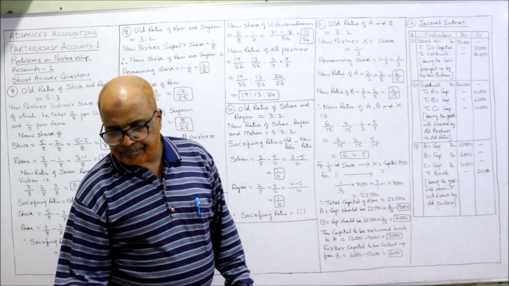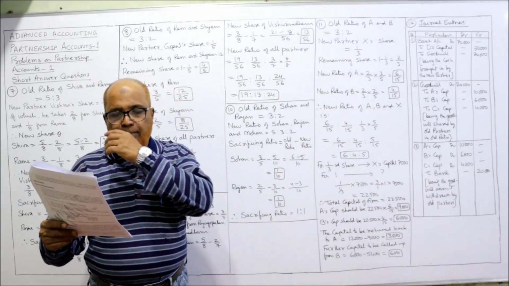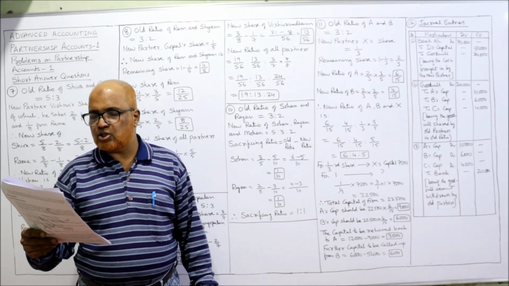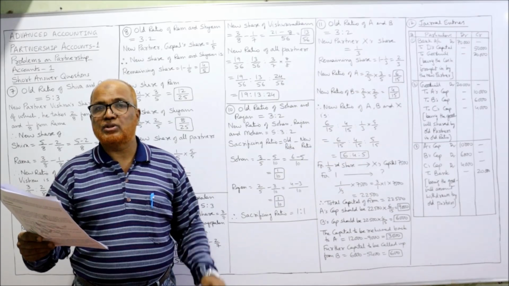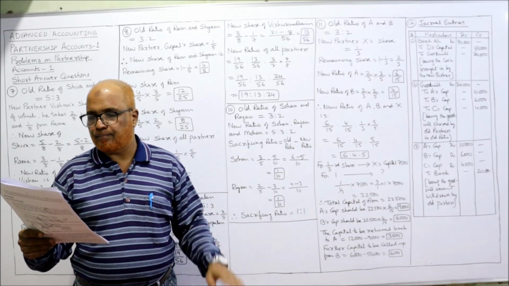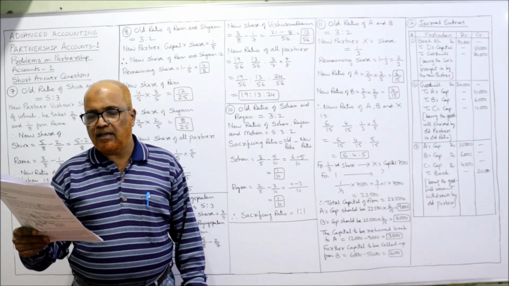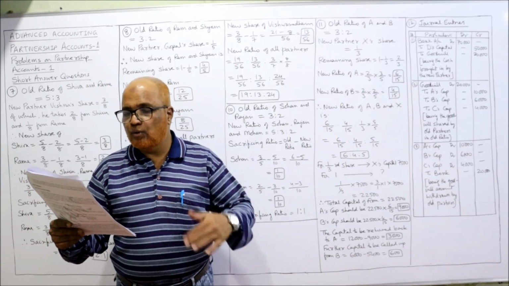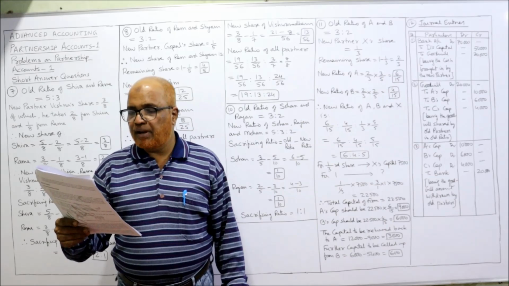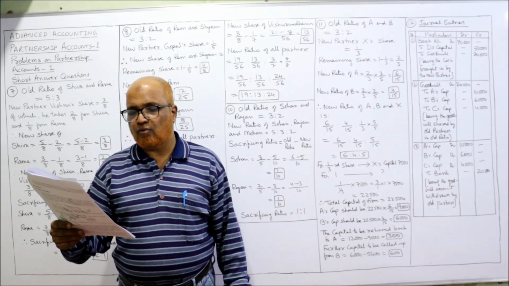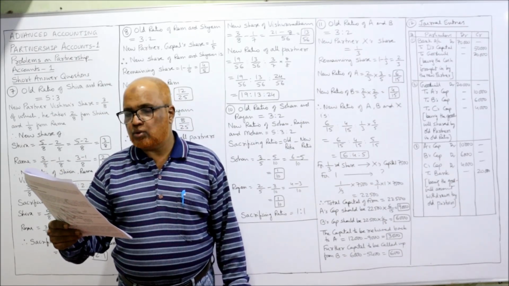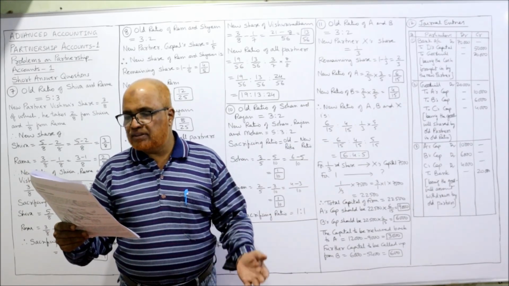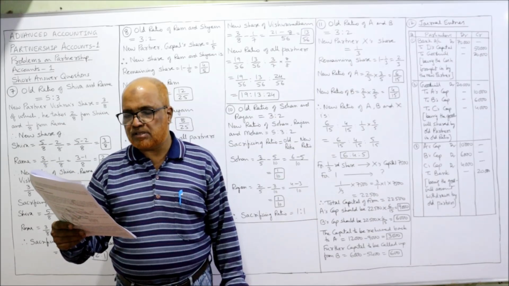Now the 12th problem. A, B and C were carrying on business in partnership, sharing profits and losses in the ratio of 5 is to 3 is to 2. Three partners are there, A, B, C. They admit D in the partnership, giving him 1/5 share in future profits. He brings 20,000 as his share of goodwill and capital to the extent of 50,000. The old partners withdrew goodwill from the business.